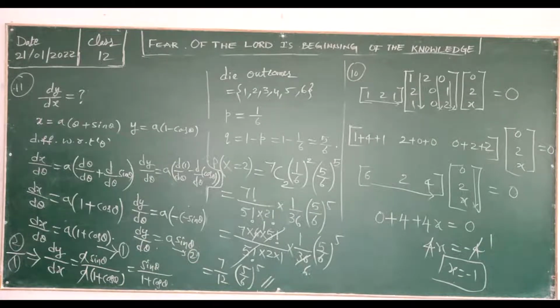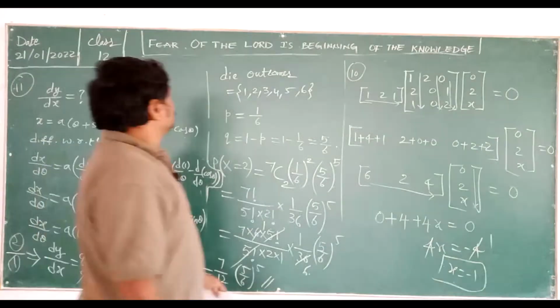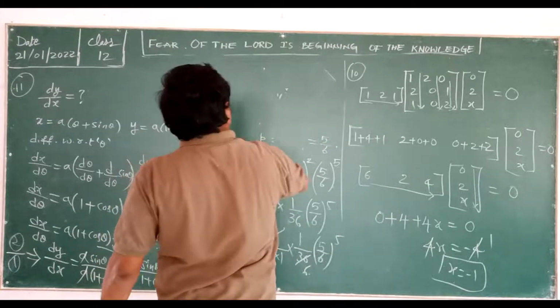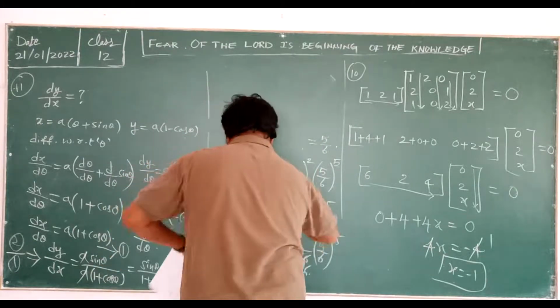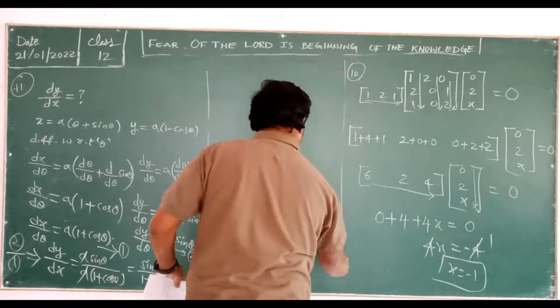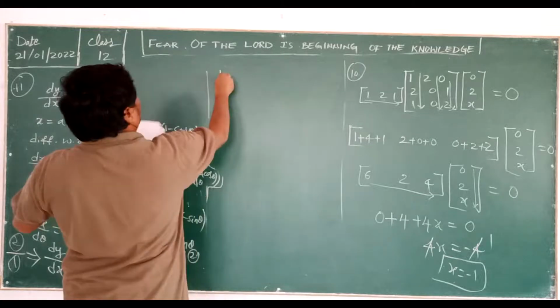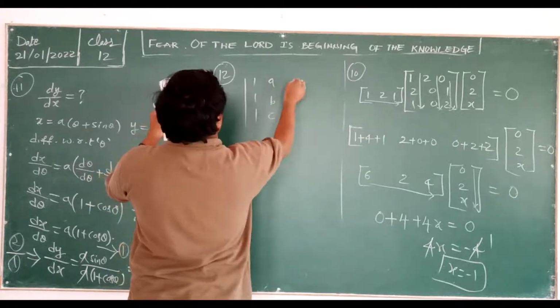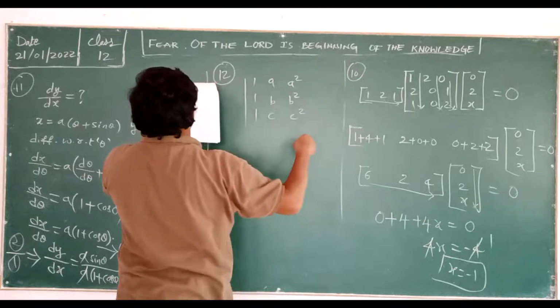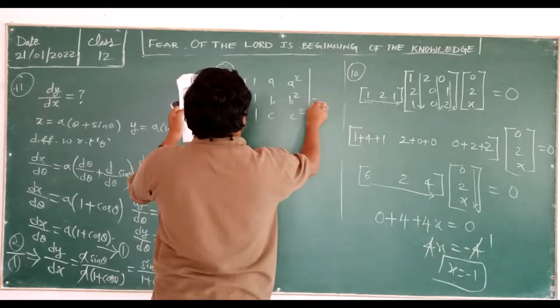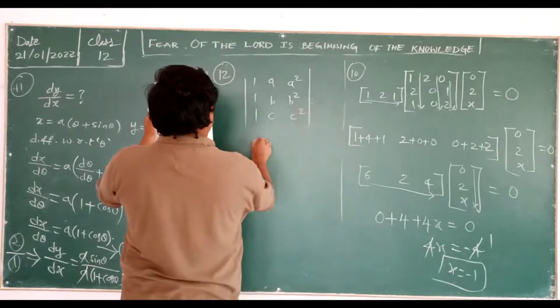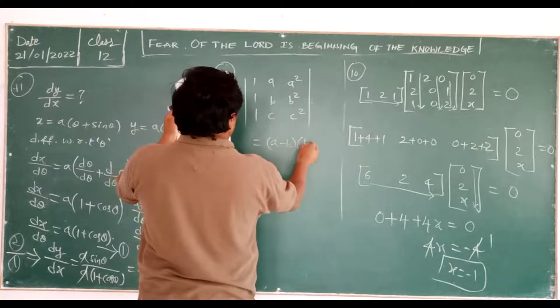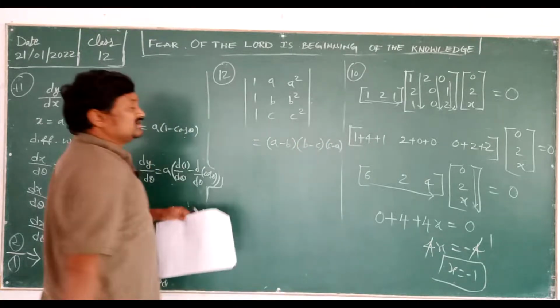So now we are going to solve problem number 12. The 12th one we already solved, very easiest problem. So I don't know whether you remember or not. So let me rub this part. This 12th question we already solved. So the 12th one is the determinant with rows 1 1 1, a b c, a square b square c square, and then you have to prove that it is equal to a minus b into b minus c into c minus a. This you have to prove.